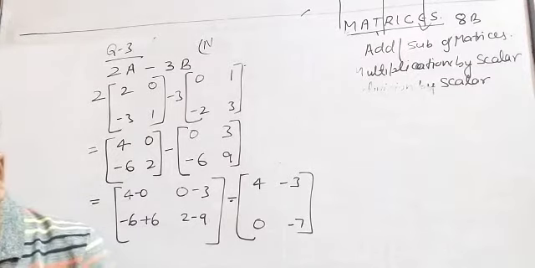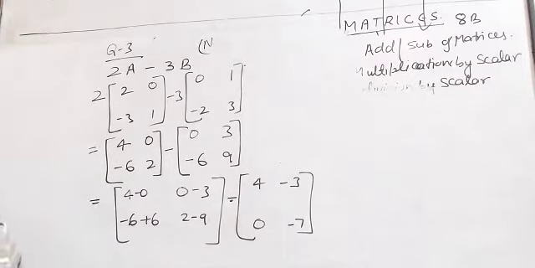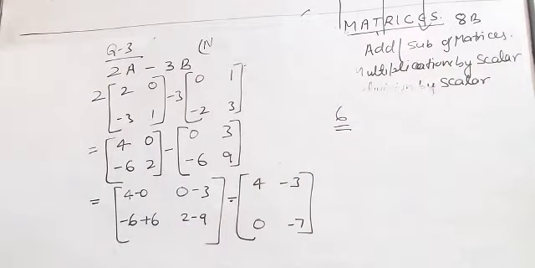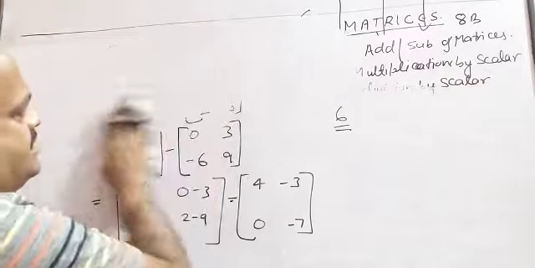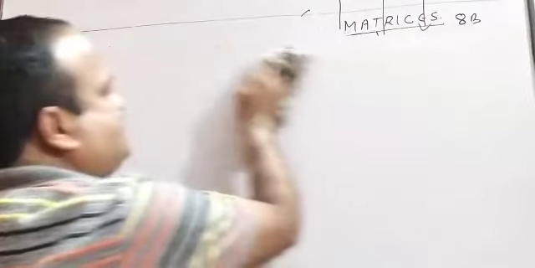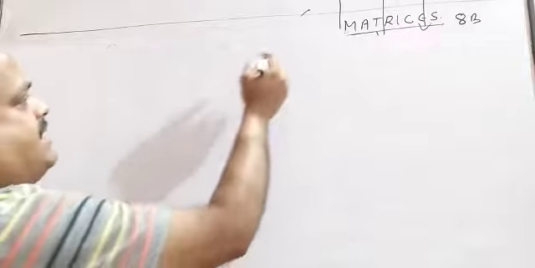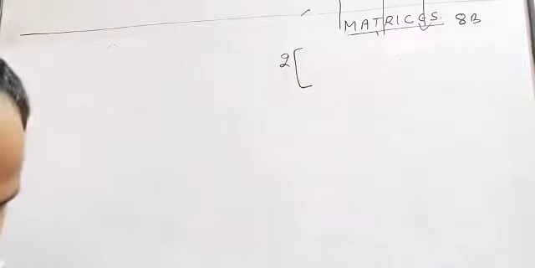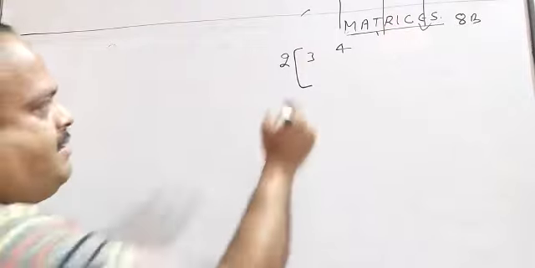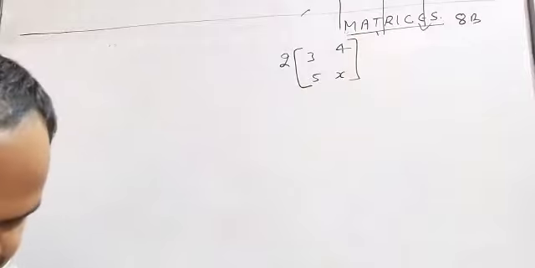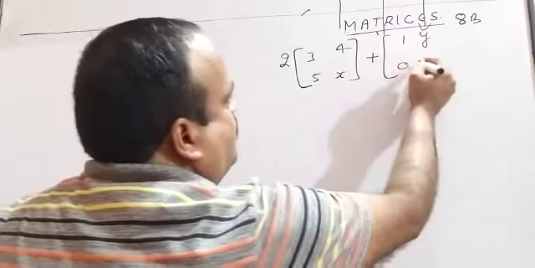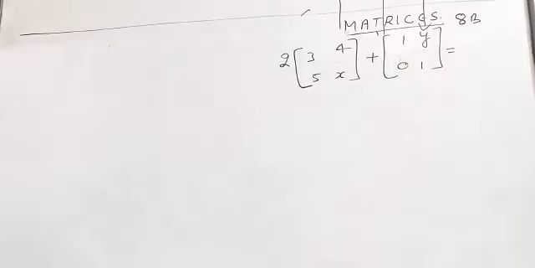Next question. Question number 6. In this question number 6, we have an equation of matrix: 2 times [3, 4; 5, x] plus [1, y; 0, 1] is equal to [7, 0; 10, 5].